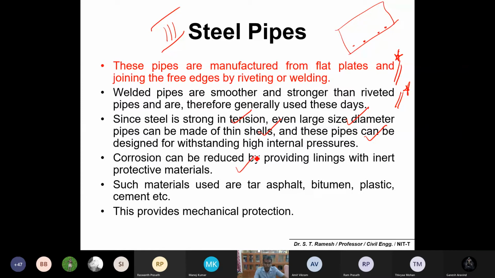You can also use corrosion prevention coatings. Corrosion can be reduced by providing linings with inert protecting material. These inert protective materials can be tar, asphalt, bitumen, plastics, and also cement. The protective coating provides mechanical protection. So these are some of the advantages.